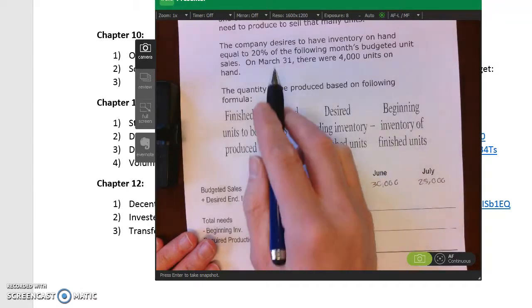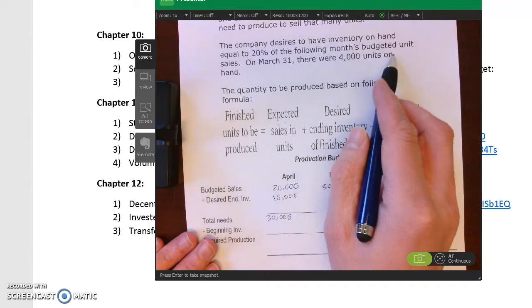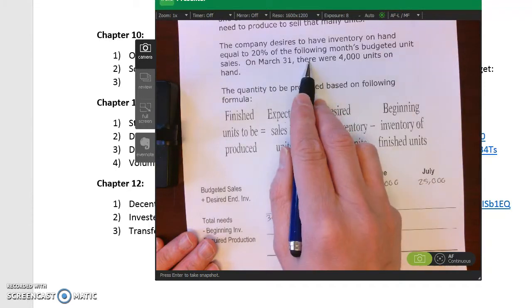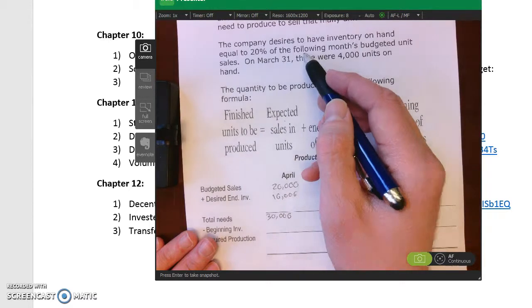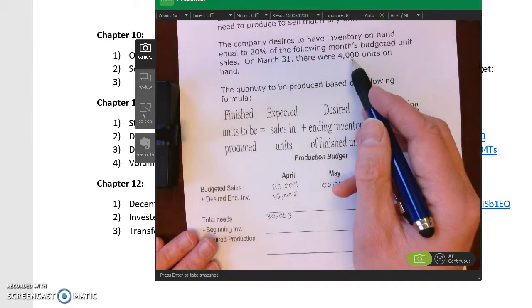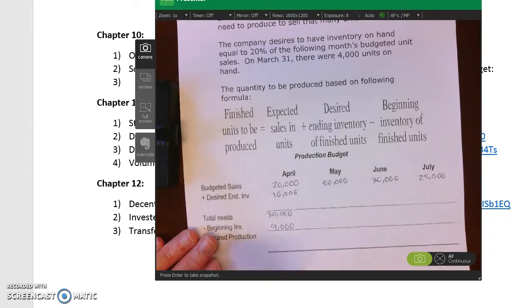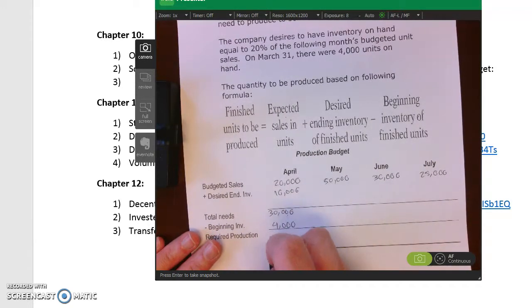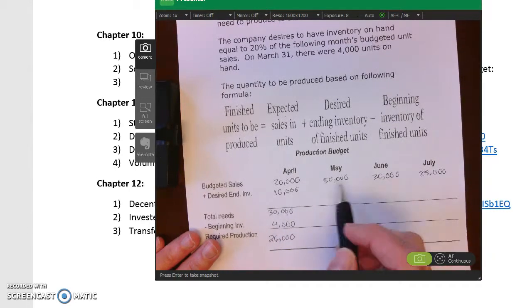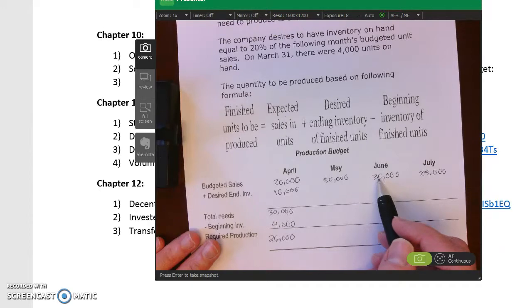Now it says up here on March 31st, there are 4,000 units that were still on hand. This is the end of quarter 1. The ending inventory for March 31st becomes beginning inventory on April 1st. Just turn the clock 1 minute forward. Okay? So that means I have 4,000 beginning on April 1st, which means now I only need to make 26,000. Okay? Looking over here at May, we take the 30,000.